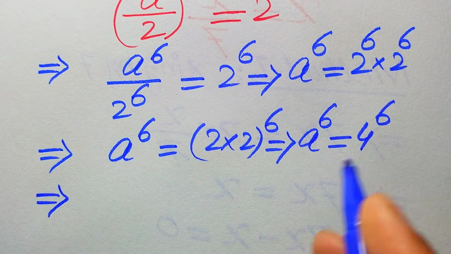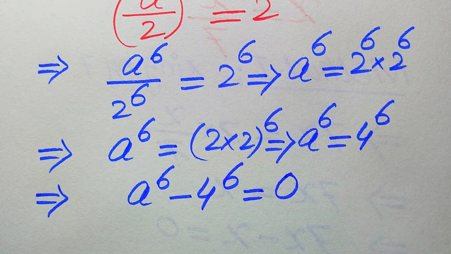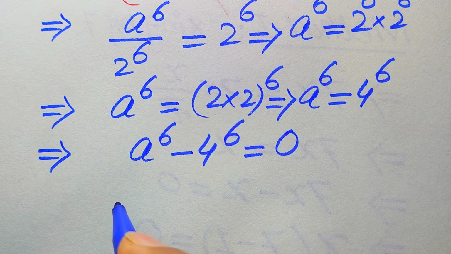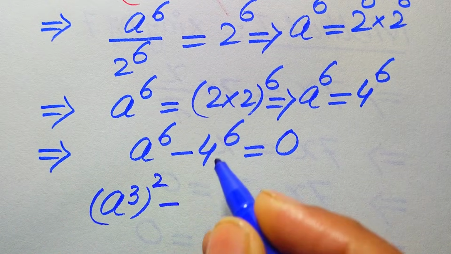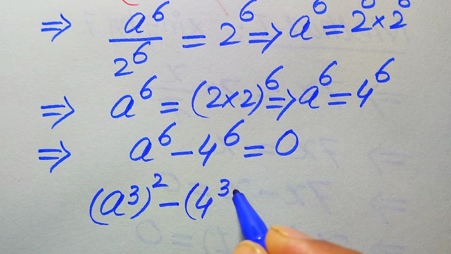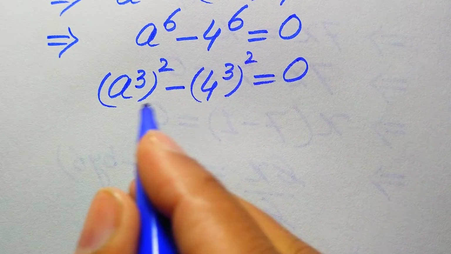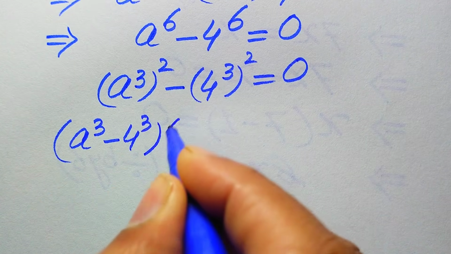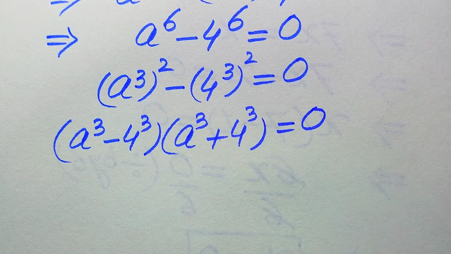In the next step, we move 4 to the power of 6 from the right hand side to the left hand side, and it becomes a to the power of 6 minus 4 to the power of 6, and this whole equation equals 0. Here we rewrite this equation in the form of squares: a cubed and its whole square, minus 4 cubed and its whole square, equals 0. Here we use the nice algebraic formula, and according to this we write it as (a cubed minus 4 cubed) times (a cubed plus 4 cubed) equals 0.